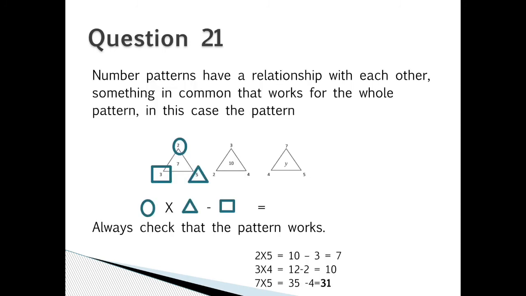Number patterns have a relationship with each other, something in common that works for the whole pattern. In this case, the pattern is 2 times 5 minus 3, which is equal to 7. And always check that your pattern works. So 7 times 5 is 35, minus 4 is equal to 31. Therefore, y is equal to 31.